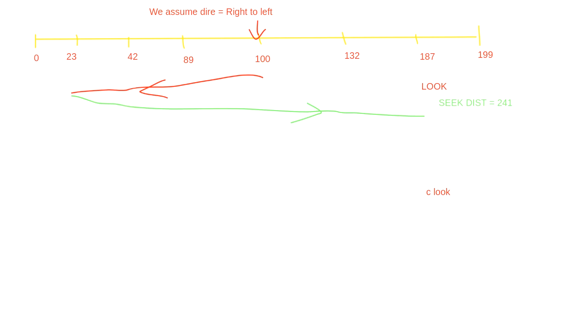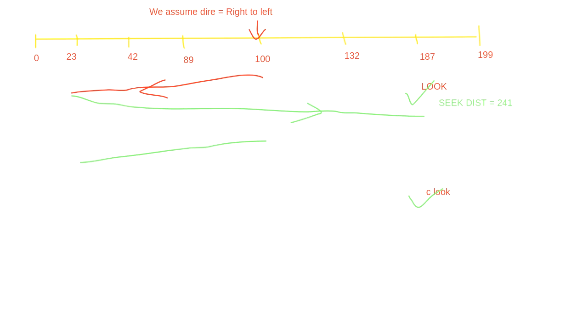Now let's see how CLOOK works. Remember, LOOK is the same as SCAN, but a little modification over SCAN. In the same way, CLOOK is a modification of CSCAN. That's all. How? Let us see now. We know that first at 100, it will go to 89, 42, 23. So up to here it is the same.